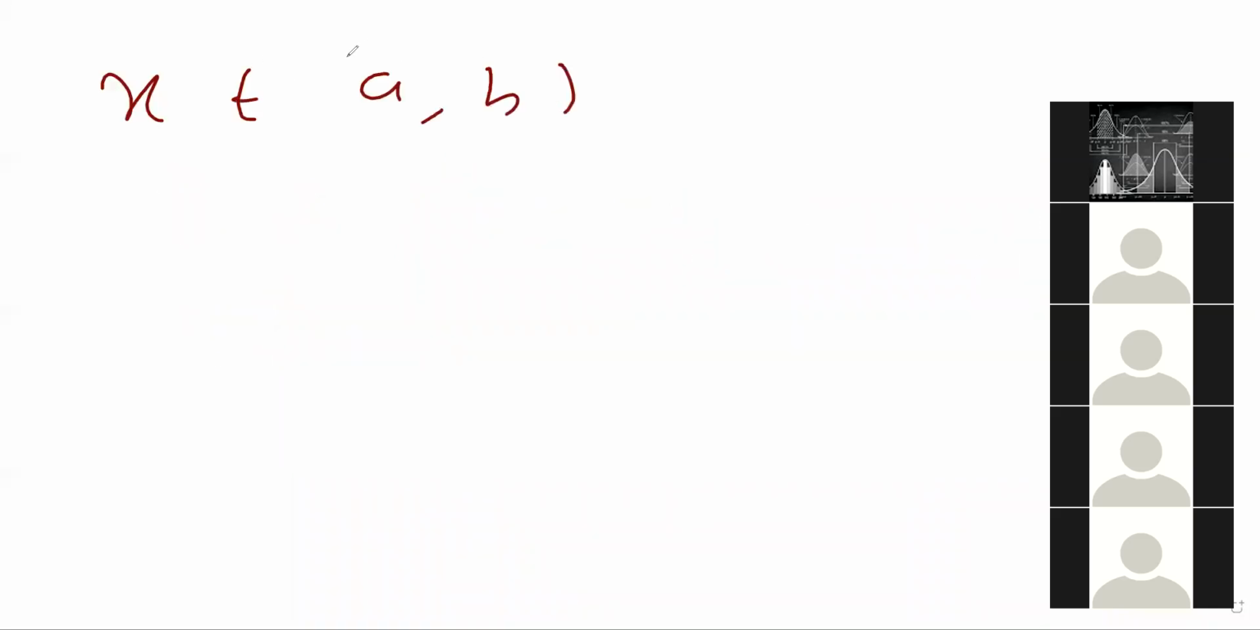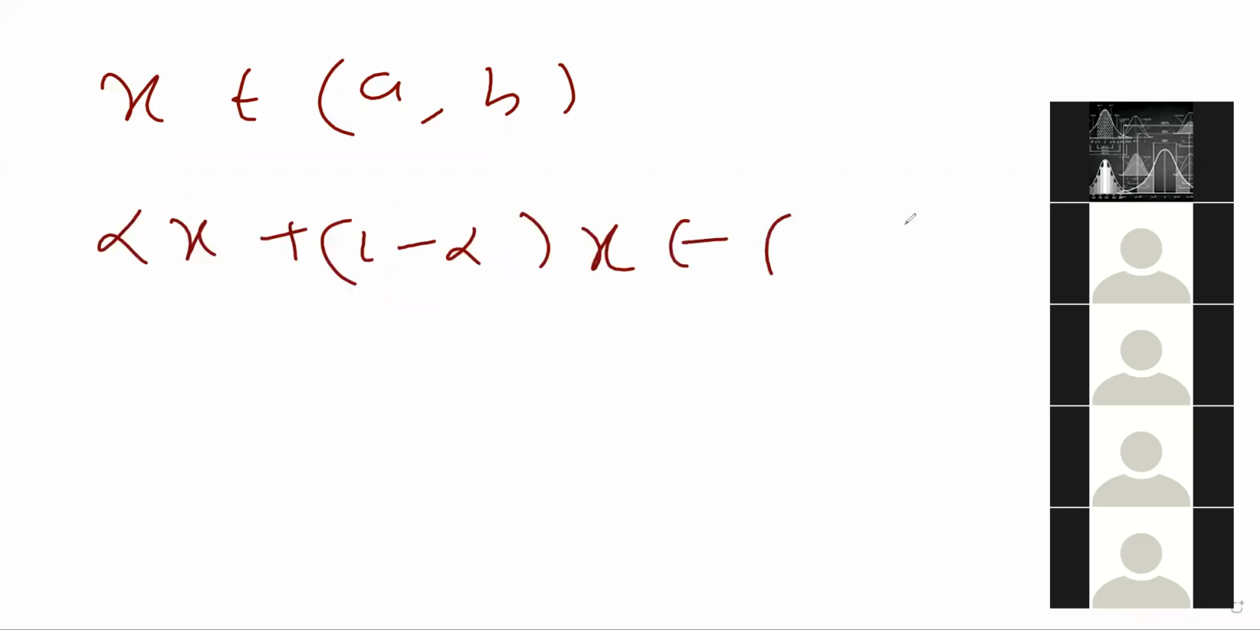If X belongs to A comma B, alpha X plus 1 minus alpha into X, this is a different thing, it is not from the question, it is just a common question. Alpha X plus 1 minus alpha X will lie from where to where? 0 to 1 or A to B? A to B.